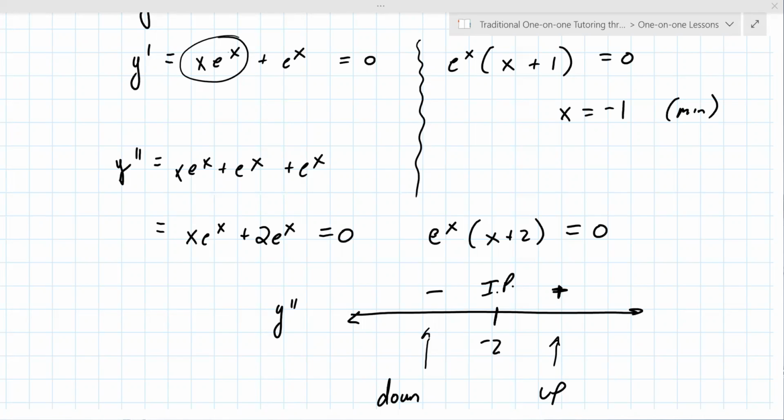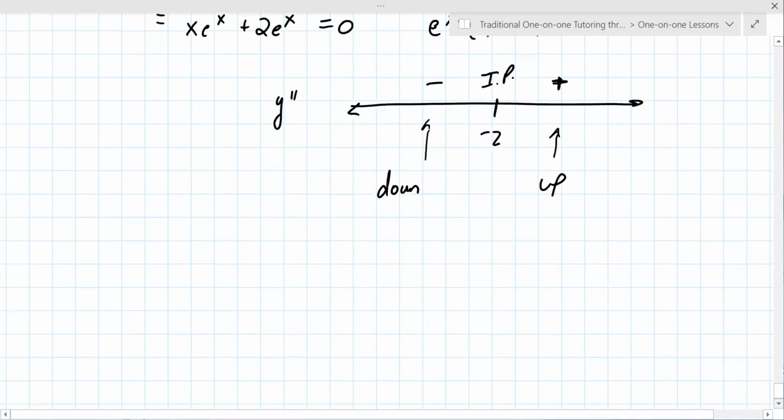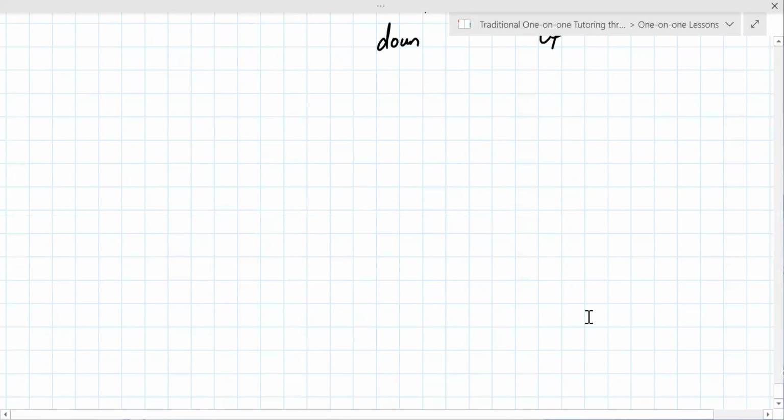What else? Oh, I guess piecewise functions real quick. All right, let me find one.